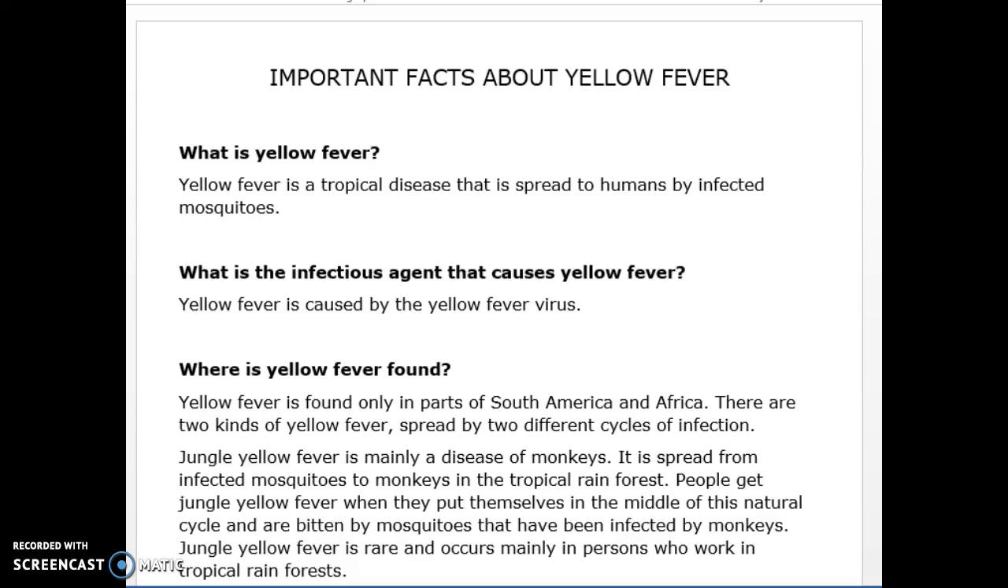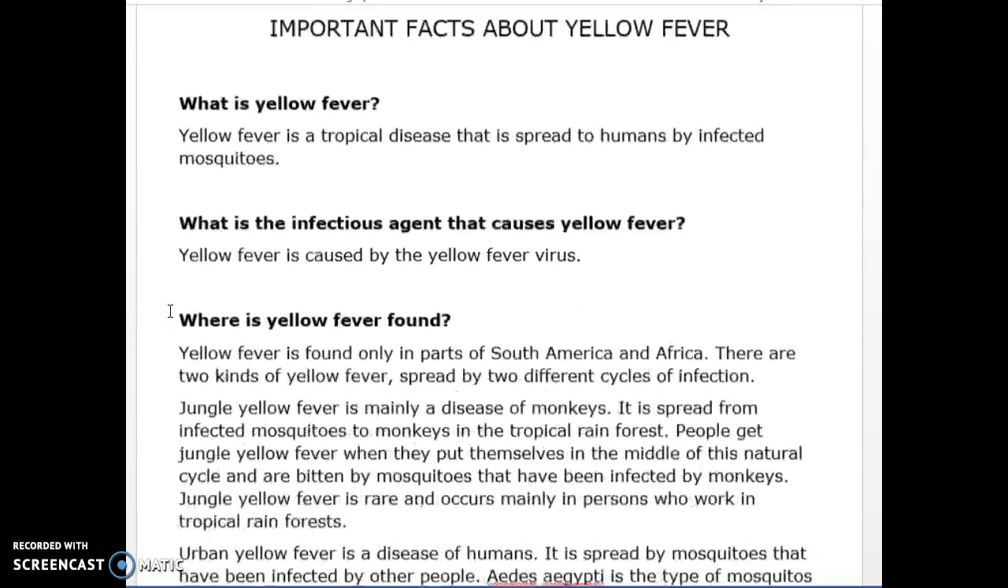Important facts about yellow fever. What is yellow fever? Yellow fever is a tropical disease that is spread to humans by infected mosquitoes. What is the infectious agent that causes yellow fever? Yellow fever is caused by the yellow fever virus.